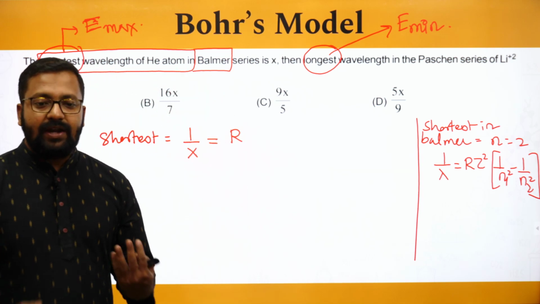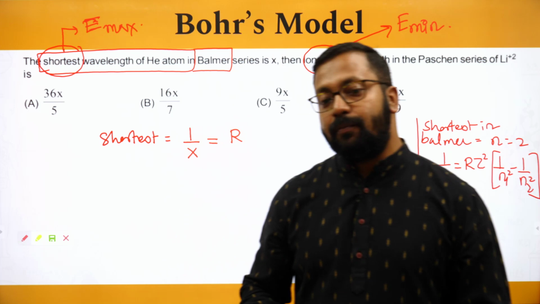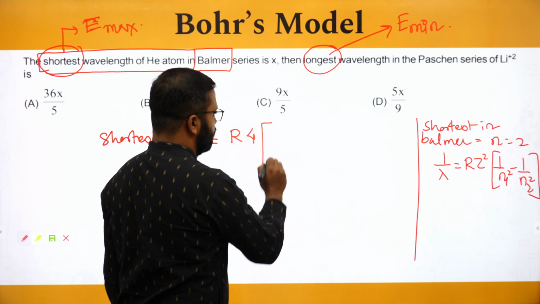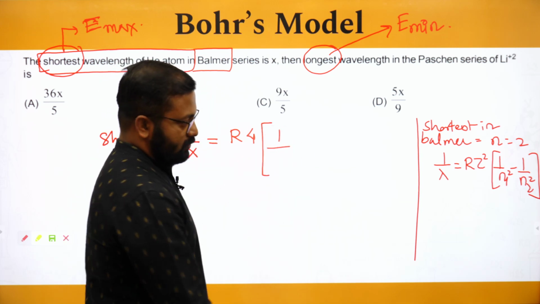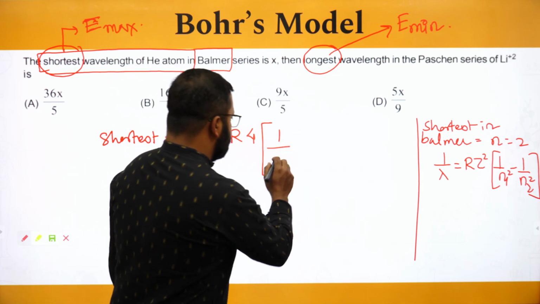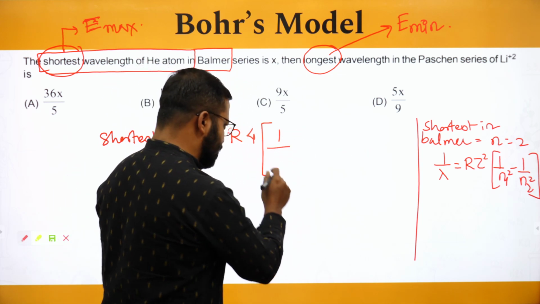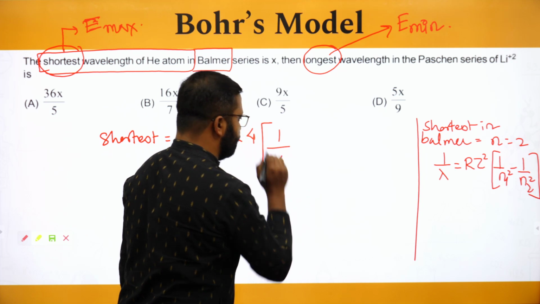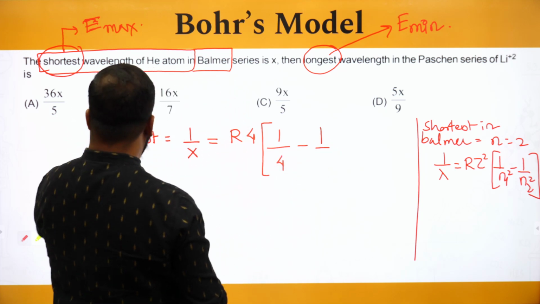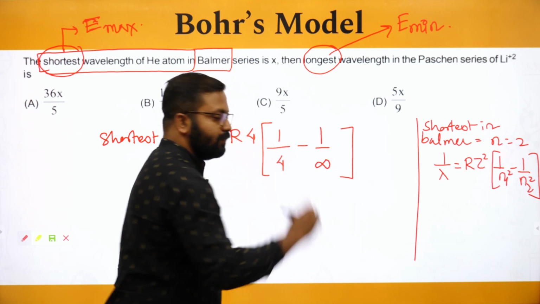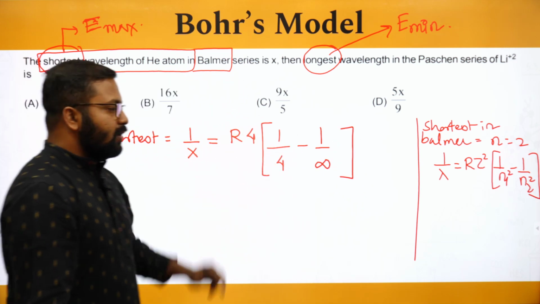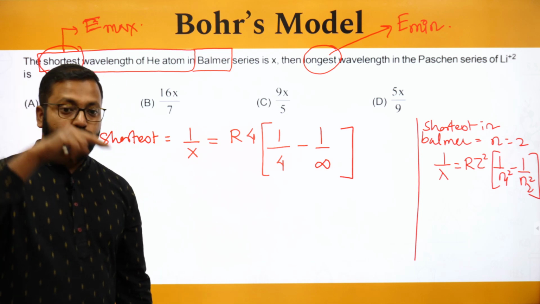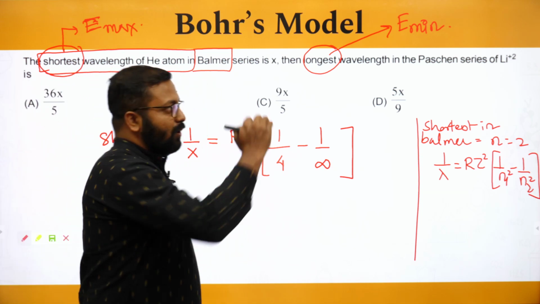For helium, what is the atomic number? Helium's atomic number is 2, so this will become 4, times 1 by n final square minus 1 by n initial square. So this will be 1 by 4 minus, for the shortest, infinity: 1 by 4 minus 1 by infinity. Why have I written 4? Because it jumps down to the second energy level, that is for the Balmer series.